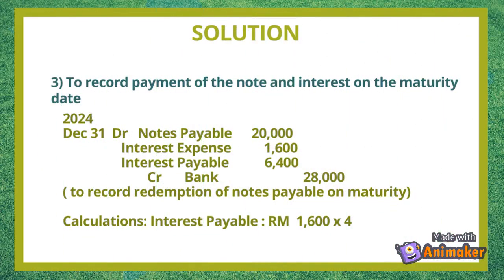To record payments of the note and interest on the maturity date, which is on the 31st of December 2024, we will debit notes payable 20,000 ringgit, debit interest expense 1,600 ringgit, and debit interest payable 6,400 ringgit, and credit bank 28,000 ringgit. The explanation for this journal entry is to record redemption of notes payable on maturity.